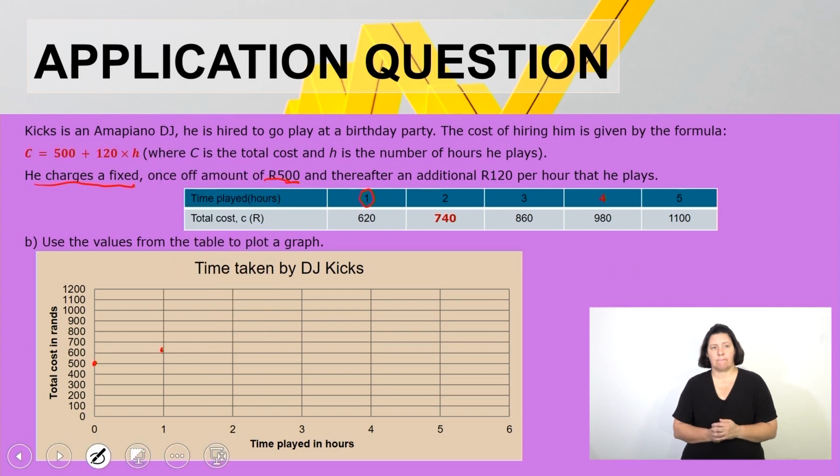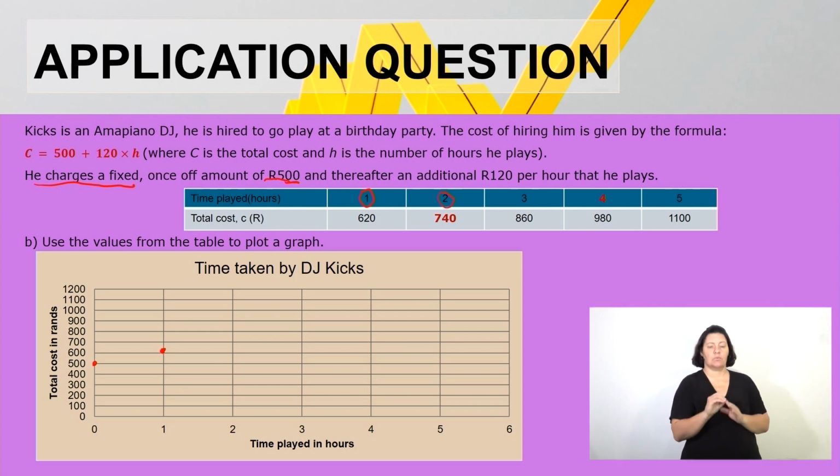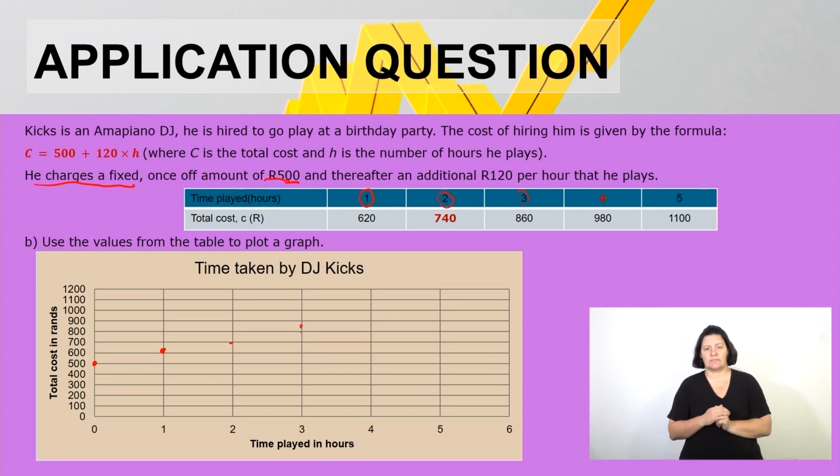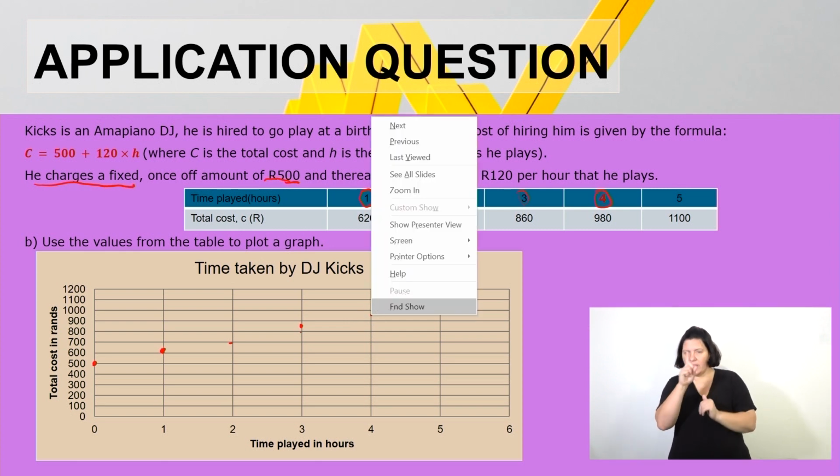And then, let me put it nicely on the grid. Yes. And then if he plays for 2 hours, he will charge 740. 700 is here, so 740 will be just here. And then if he plays for 3 hours, he will charge 860. Let's get where 800 is here, 860 will just be there. If he plays for 4 hours, he will charge 980. Let's get 900. So 980 will be just under 1,000 rand.